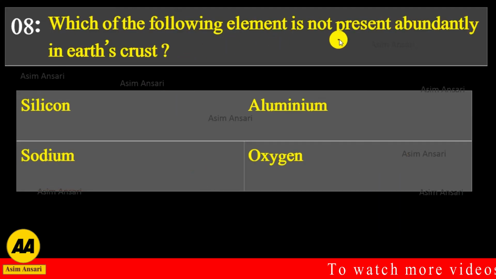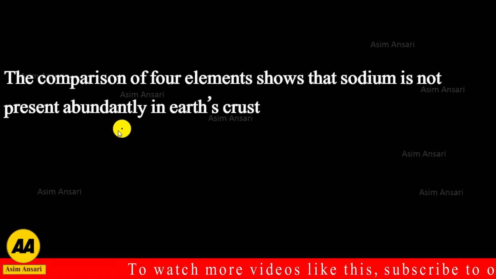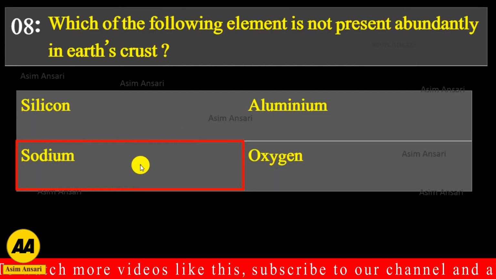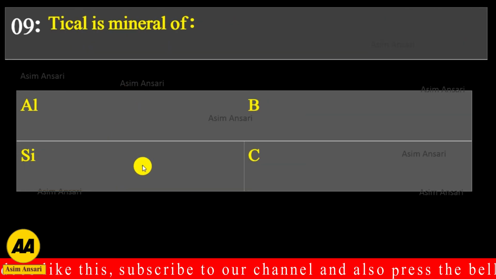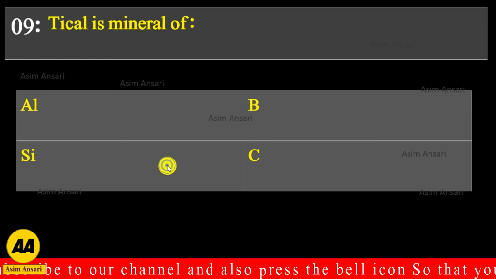Which of the following elements is not present abundantly in the earth's crust: silicon, aluminium, sodium or oxygen? The comparison of the four elements shows that sodium is not present abundantly in the earth's crust. So the exact answer is sodium. Which of the following elements is not present abundantly in the earth's crust? Sodium.